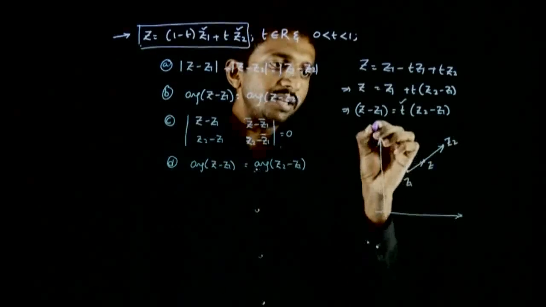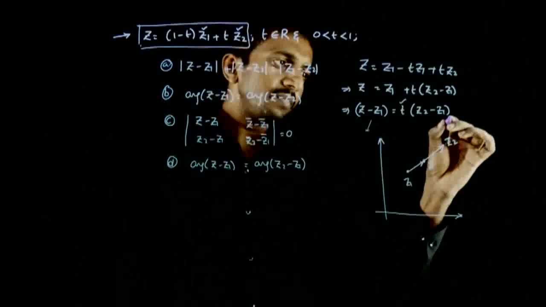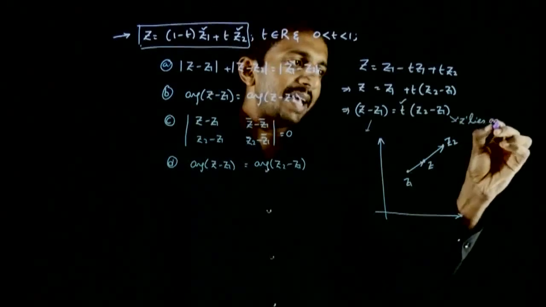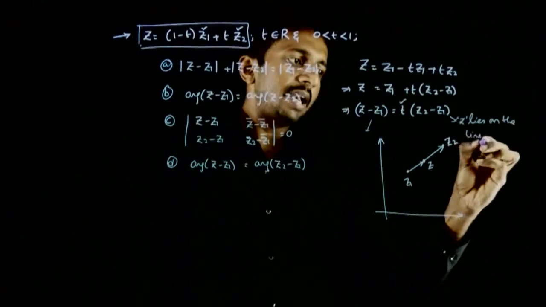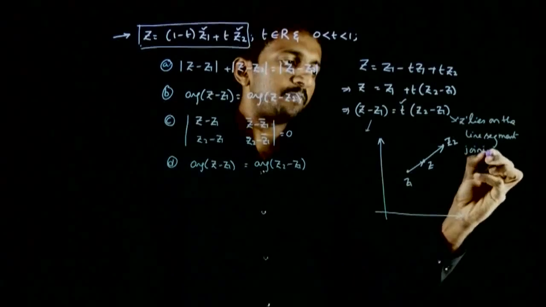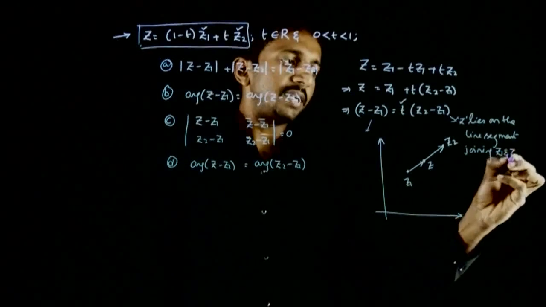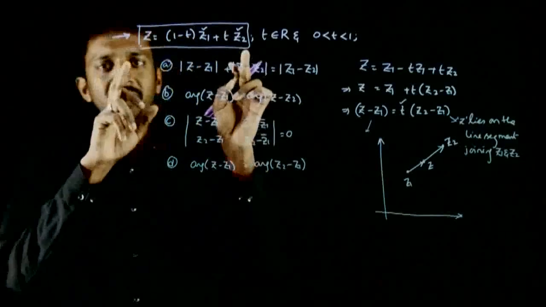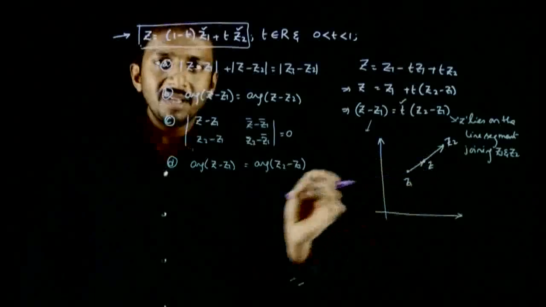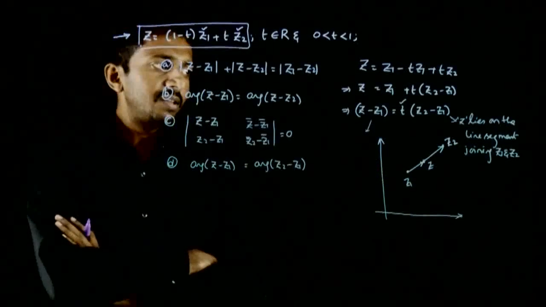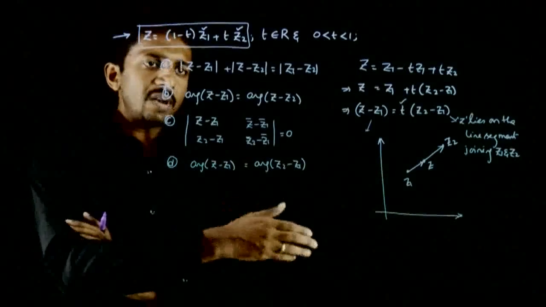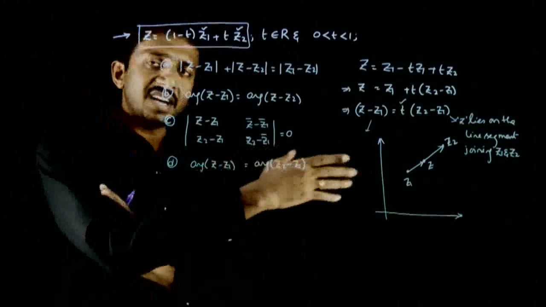So the meaning of this condition is nothing but that z lies on the line segment joining z1 and z2. Effectively, the geometric meaning of this equation is that z lies between z1 and z2 on the line segment joining them. Now let us see which options are valid if this condition is valid.